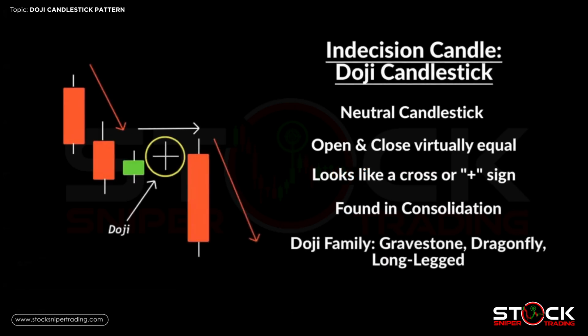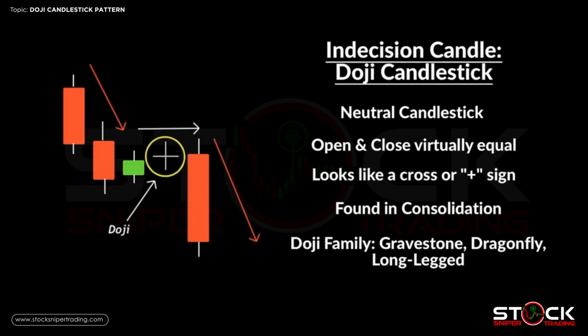A doji candlestick is seen as an indecision candle. It is a neutral candlestick. The open and close are virtually equal. It looks like a cross or a plus sign. It's found in areas of consolidation. And the doji family consists of a Gravestone doji, a Dragonfly doji, and long-legged dojis that we will discuss in other tutorials.